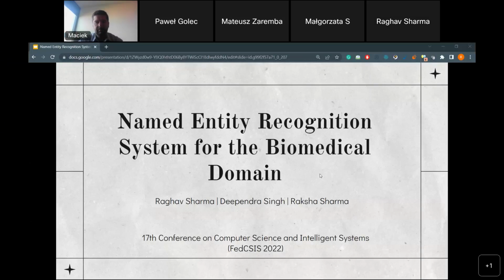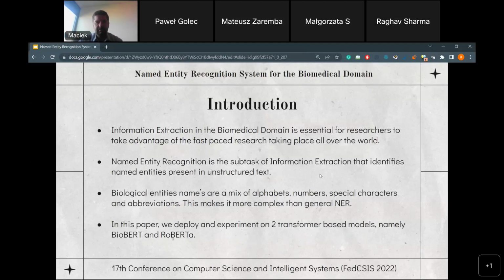So, in recent times, you will see that there has been a significant increase in the rate at which information is being published in the domain of medical science, with the Medline database growing at the rate of more than 500,000 new citations every year. This makes information extraction in this field an essential task.